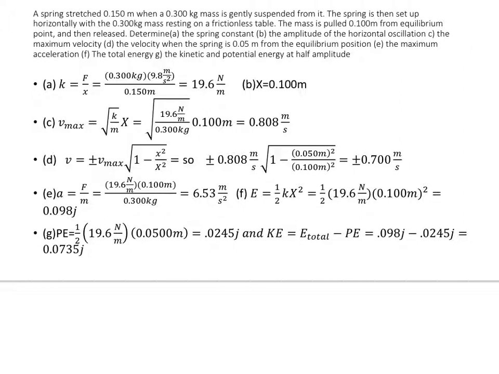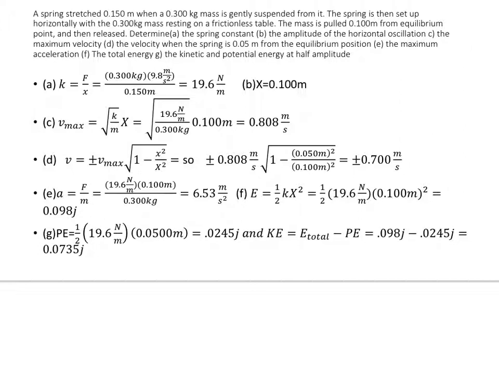Okay, C, we want to calculate the maximum velocity. Okay, this is the equation that we had on that previous slide. Vmax is equal to the square root of K/m, times capital X. This is the spring constant. This is the mass, 0.3 kilograms. And then capital X here, remember, the capital X is the amplitude, maximum displacement. That's 0.1 meters. We saw that there. Okay, so we worked through the math there, and the maximum velocity would be 0.808 meters per second.